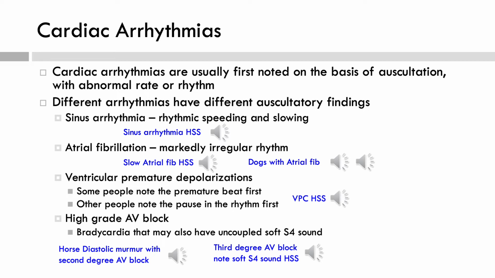Next thing we'll listen to is a horse who has a diastolic murmur from aortic regurgitation and also has second degree AV block. So as you listen to this recording, you'll hear the normal rhythm and then you'll hear a particularly long pause with a very long phase for the diastolic murmur.